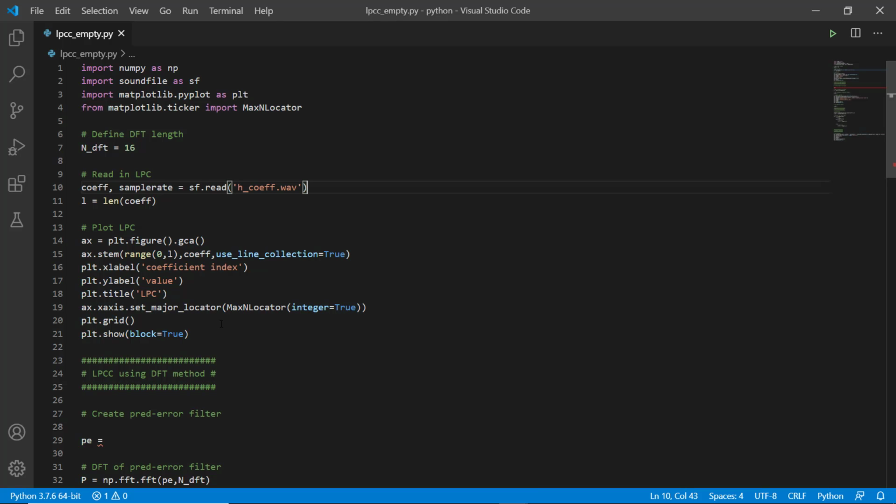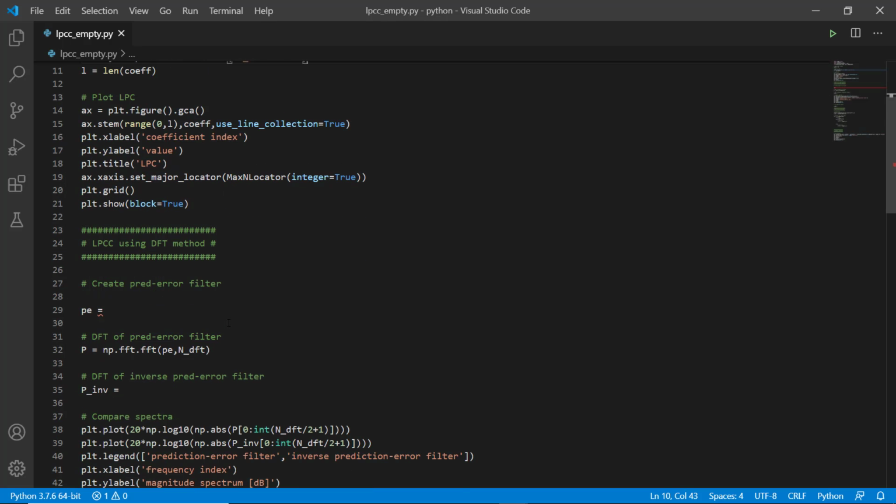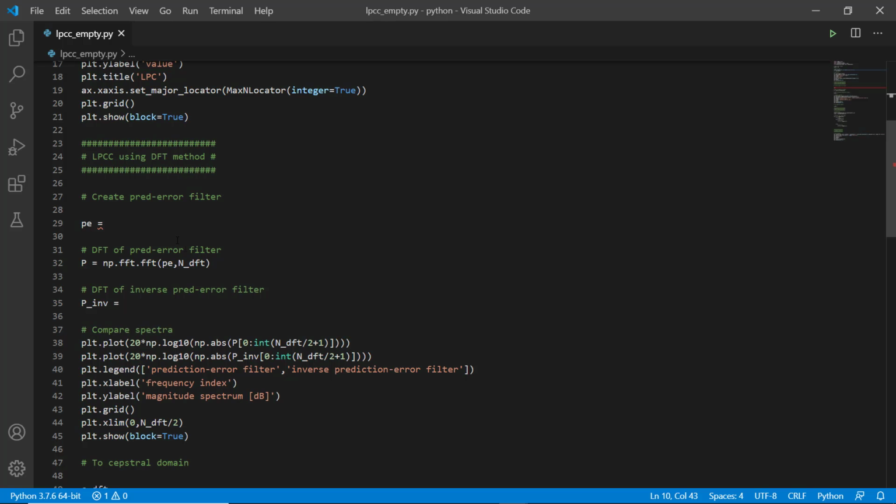And then the first section is really that we just plot them so that when we run the script, we see what those really look like. Okay, and then we know that we actually need the prediction error filter. So I want you to create the prediction error filter, or that vector.